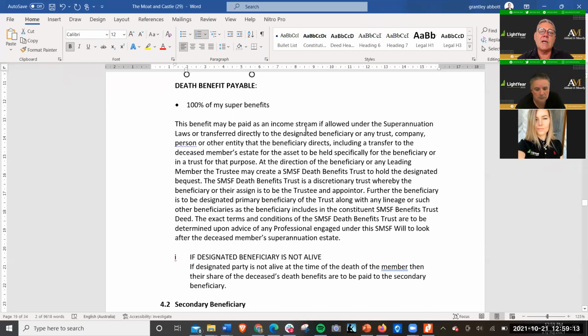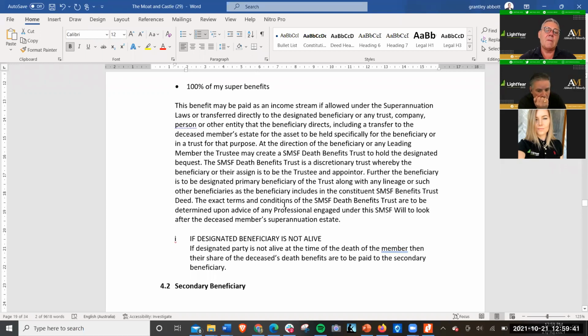The benefit may be paid as an income stream if allowed under the super laws, or transferred directly to the designated beneficiary of any trust, company, person, or other entity the beneficiary directs, including a transfer to the deceased member's estate for the asset to be held specifically for the beneficiary in a trust for that purpose. So that's okay, but at the direction of the beneficiary or any leading member, the trustee may create an SMSF Death Benefits Trust to hold the designated bequest. And then it goes through the appointorship. So I like that because it's giving you the ultimate in flexibility.